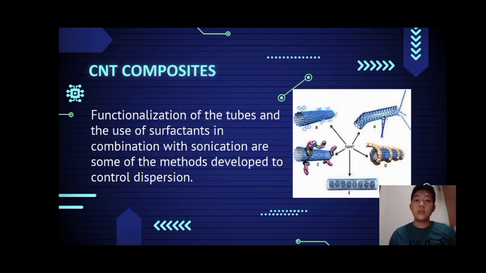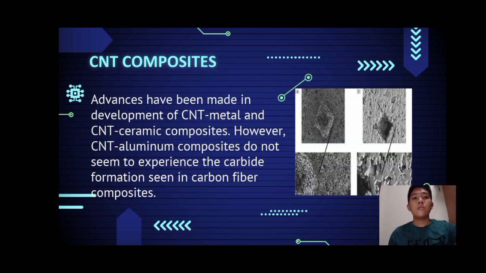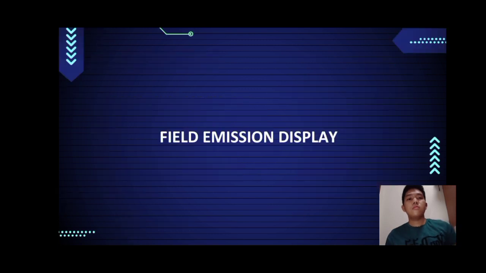Functionalization of the tubes and the use of surfactants in combination with sonication are some of the methods developed to control dispersions. Advances have been made in development of CNT metal and CNT ceramic composites. However, CNT aluminum composites do not seem to experience the carbide formation seen in carbon fiber composites. So let's talk about the field emission display.